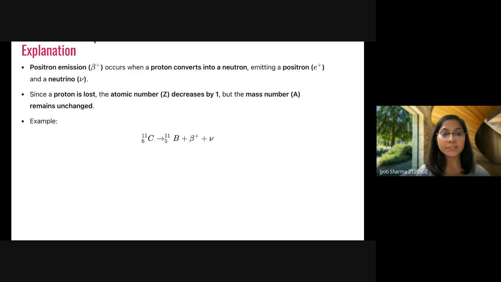Right, so here you can see if you have carbon, and this carbon has atomic number 6 and atomic mass 11, this will give you B, boron, which has atomic number 5, and atomic mass will be the same because a positron has been released. So here if you see, the number has been reduced by 1.